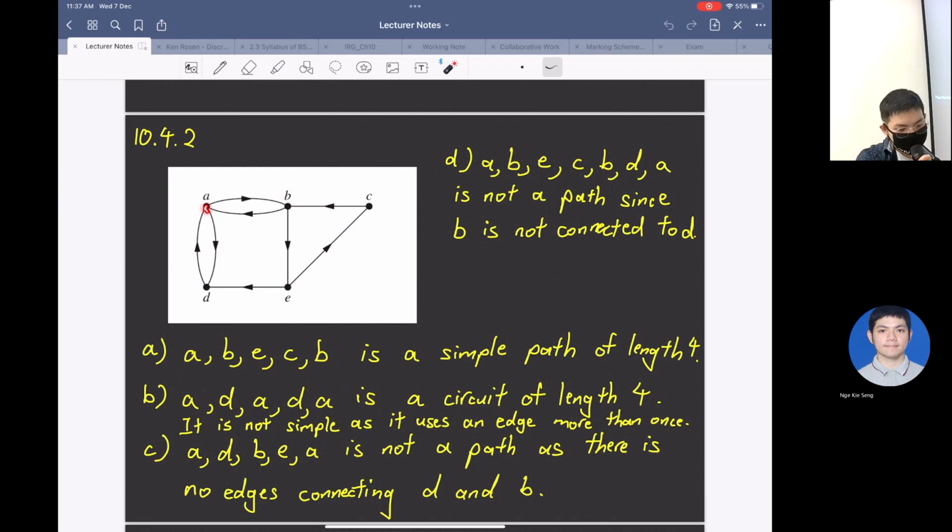Next is A and then D and then B. So there's no edge here, so cannot combine. So it's not a path. Similarly for D.